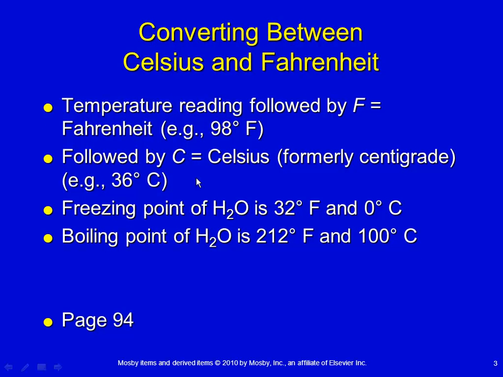In your book on page 94, in the middle of that page, you will see in dark print it says about Fahrenheit. It gives you the example of how to write the temperatures. A temperature followed by F indicates it is Fahrenheit. A temperature followed by C indicates it is Celsius, formerly called centigrade, which is in the metric system. The freezing point for water is 32 degrees Fahrenheit and 0 degrees Celsius. The boiling point for water is 212 degrees Fahrenheit, 100 degrees Celsius.